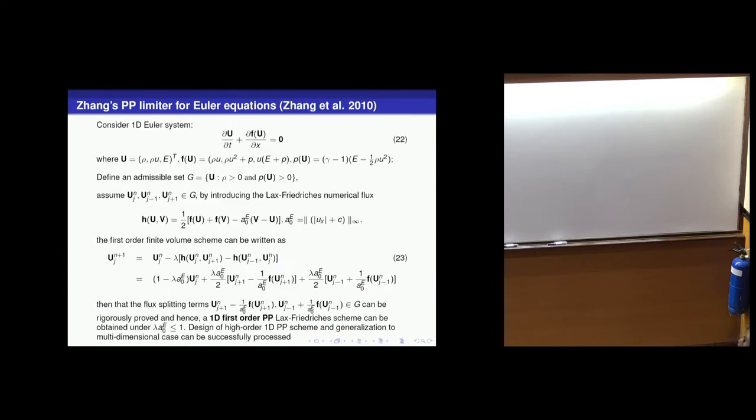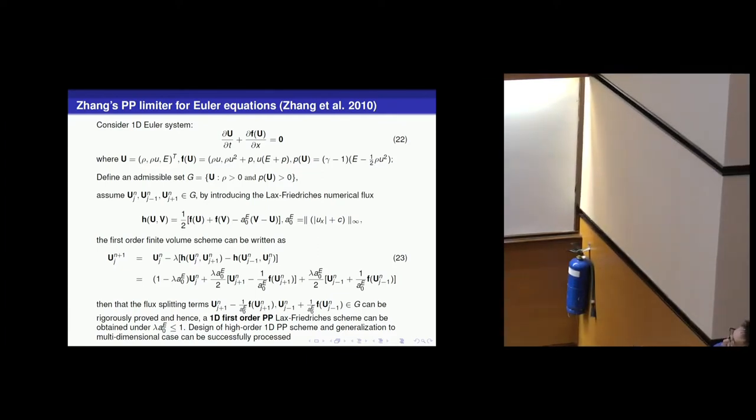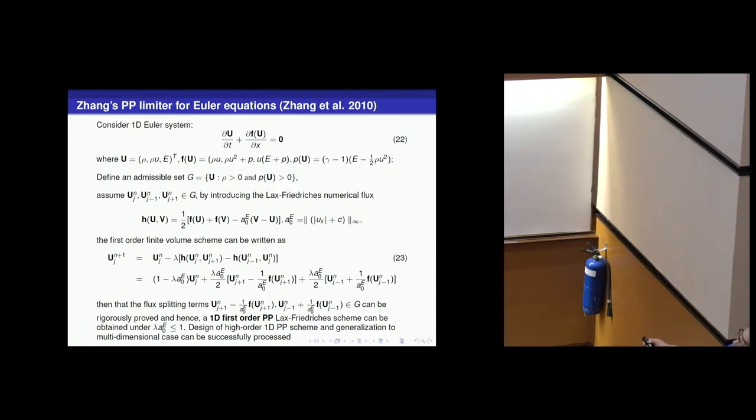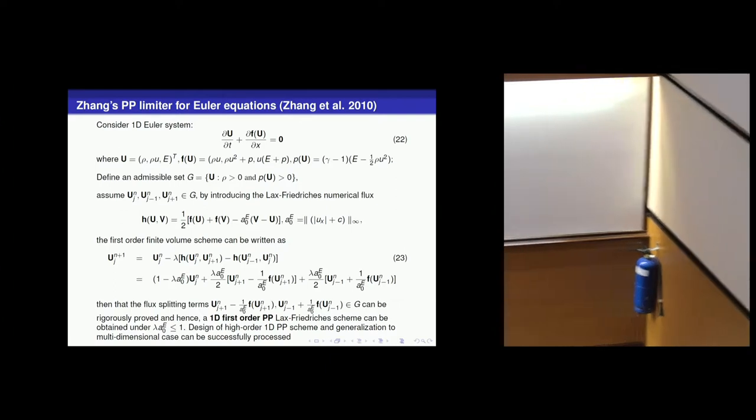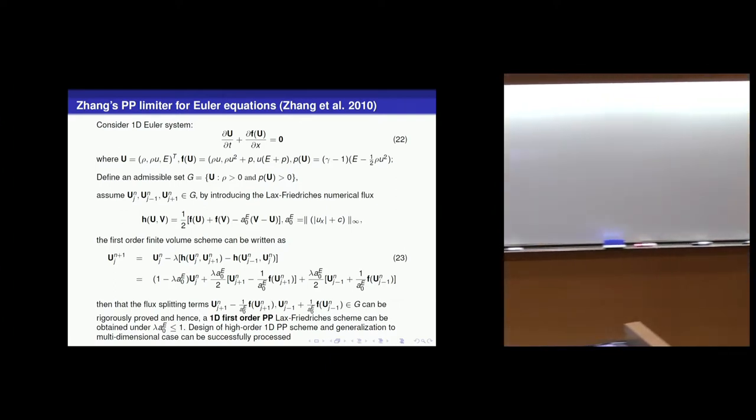So I just mention Zhang Xiangxiong and Shu Chi-Wang's limiter for the Euler equation. The idea is quite simple. We define an admissible set G of U. This is the Euler equation, not the MHD equation. The density is larger than zero, and P is a derived quantity dependent on U, where U is the unknown vector, and P is larger than zero. Okay? So assume at the time step t equal to tn, these three points, x_j, x_{j-1}, x_{j+1}, are in the admissible set.